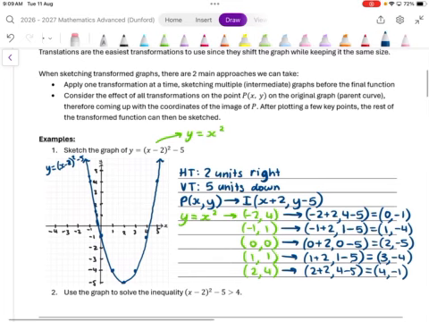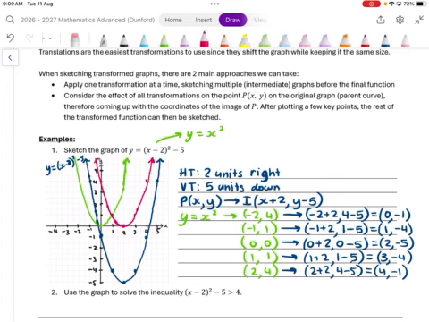What we could have done while you're copying that down is sketch our original function and then move it around as well. If we had done it that way, we would have sketched our original curve. We would have then moved it 2 places to the right, so then it would become here. And then we would have moved it all down by 5 as well.